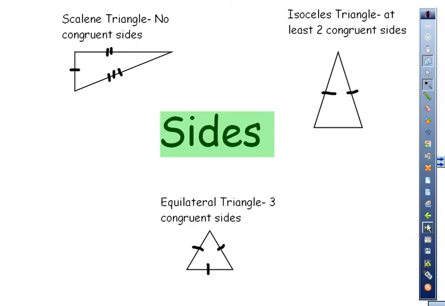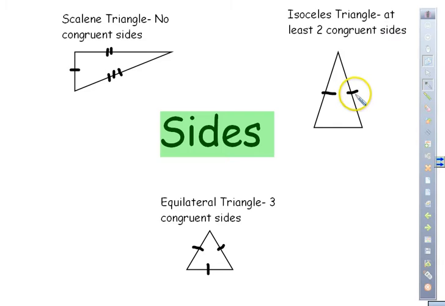Now we're going to classify them according to their sides. So go ahead and again take a few minutes and hit pause and copy this information down. Alright, scalene triangle means that there are no congruent sides. All of these sides are different. They are different lengths. This is length 1, length 2, length 3. They are not congruent. On an isosceles triangle, there are at least 2 congruent sides.